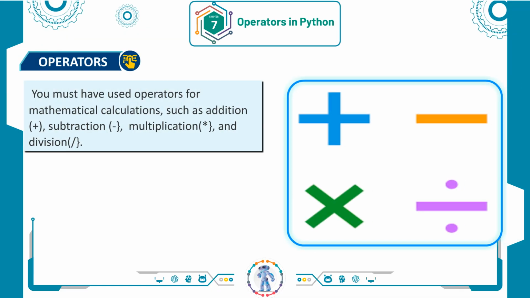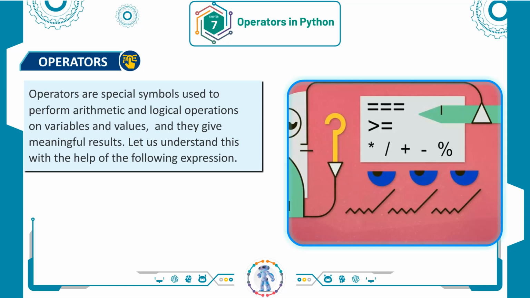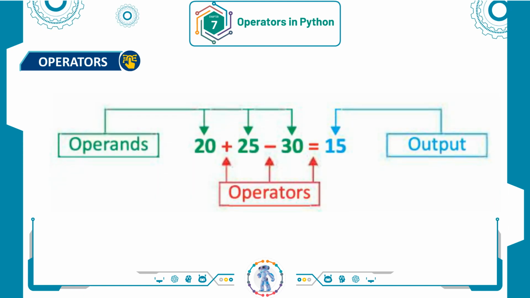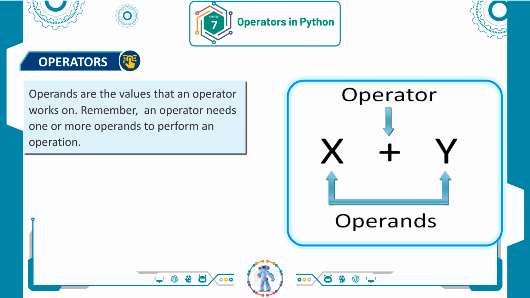Operators. You must have used operators for mathematical calculations, such as addition, subtraction, multiplication, and division. Operators are special symbols used to perform arithmetic and logical operations on variables and values, and they give meaningful results. Let us understand this with the help of the following expression: 20 + 25 = 45. Operands, operator, output. Operands are the values that an operator works on. Remember, an operator needs one or more operands to perform an operation.